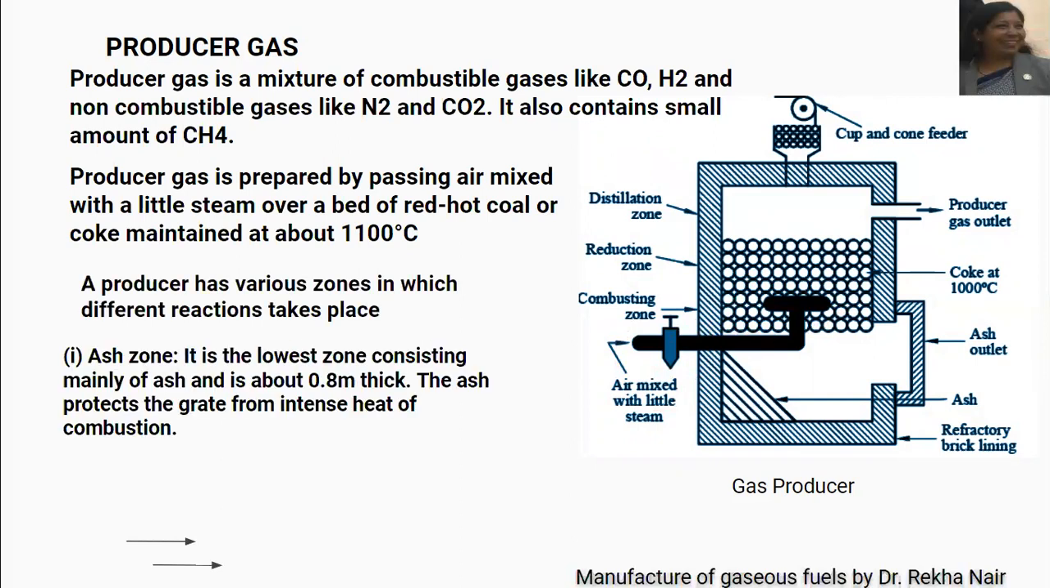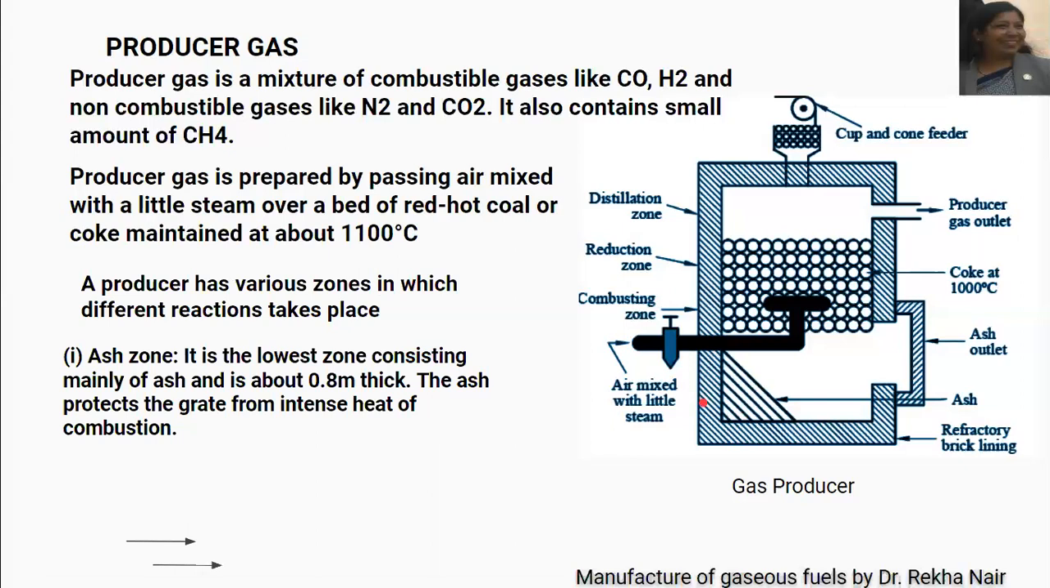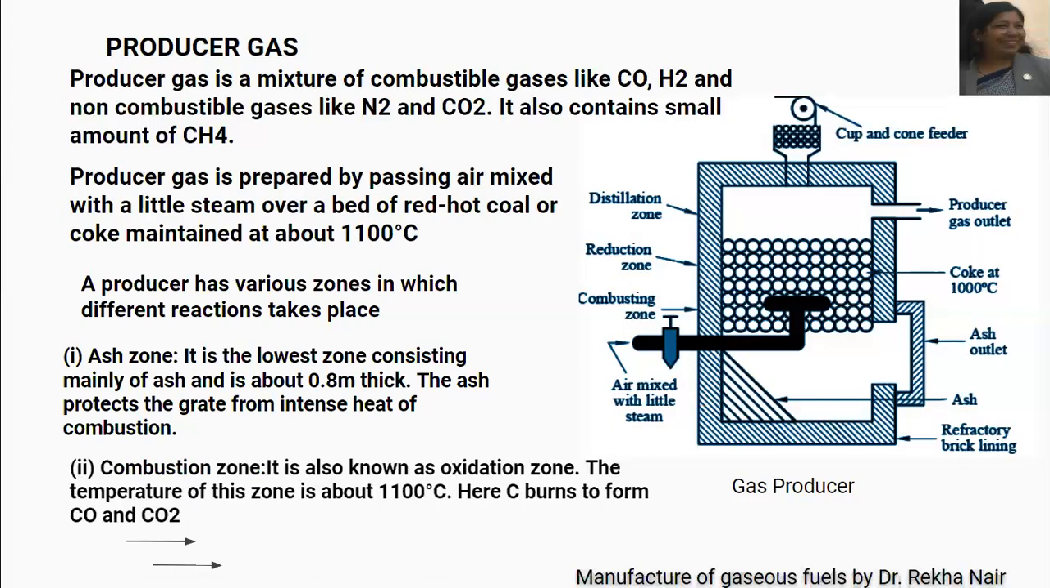The first one is the ash zone. This is the lowest zone, consisting mainly of ash, and it is 0.8 meter thick. The ash will protect the grate from the intense heat of combustion. The other zones are the combustion zone, reduction zone, and distillation zone.